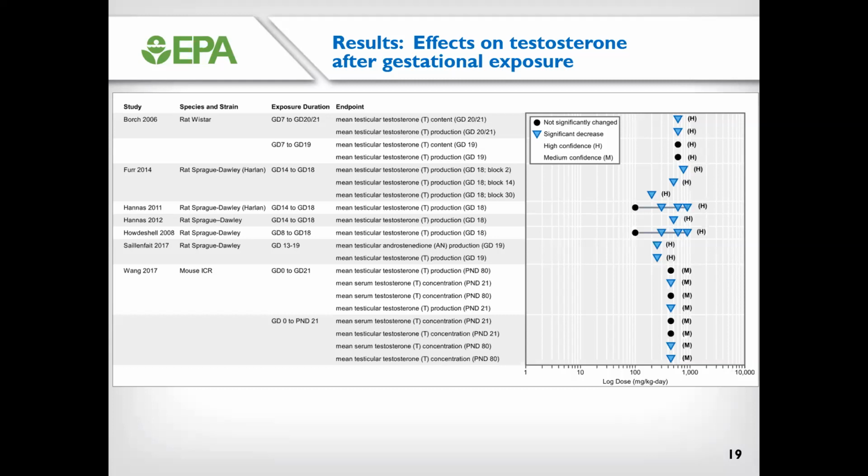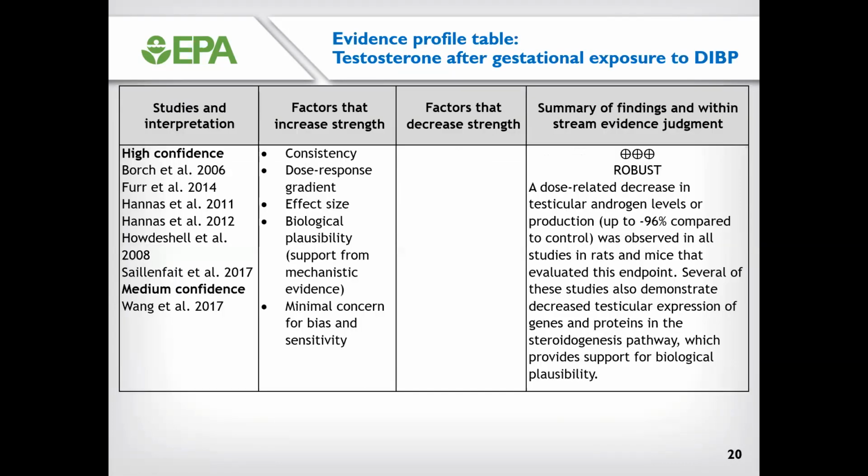So this is showing first the data for testosterone after gestational exposure. You can see that across the studies in rats and mice, we had a very consistent decrease in testosterone with exposure. And in the studies that had multiple doses tested, there was a dose response gradient with increasing effect with dose. So here's our evidence profile table that brings the data together for gestational exposure.